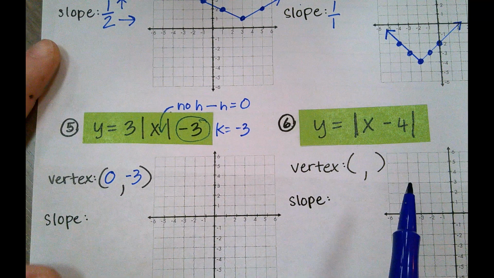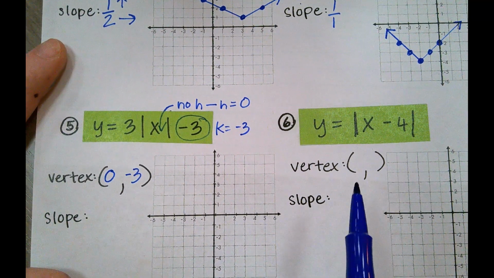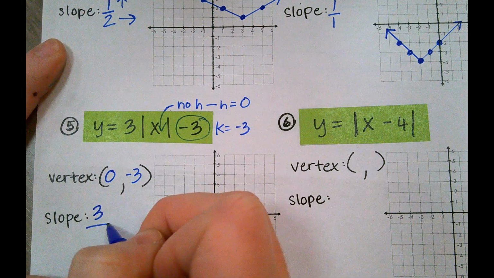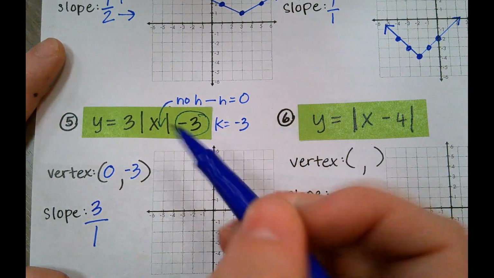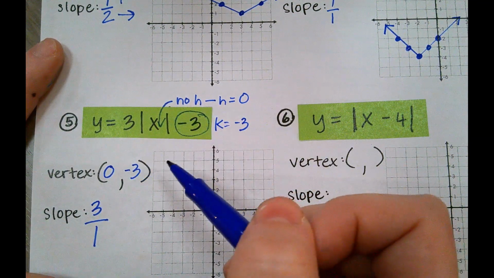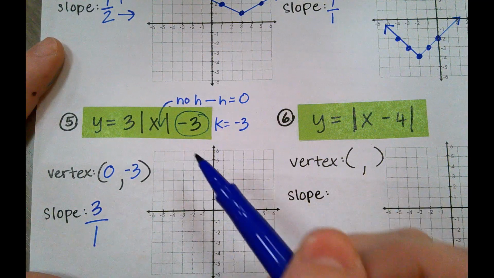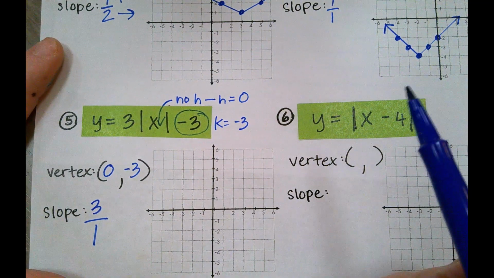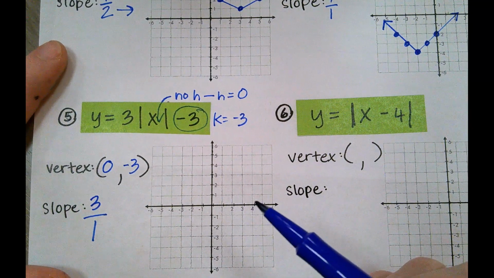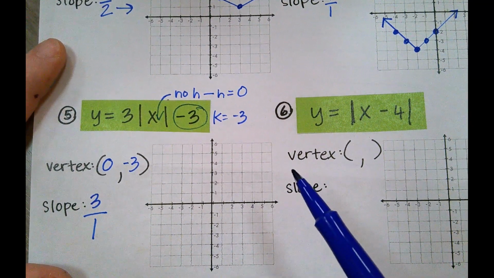And then, what's our slope? 3 over 1. Good. Did anybody else put 1, -3 for the vertex? I'm sorry. I was thinking it. You were thinking it? That's me. Wow, that's all right. Okay, so now what do we do?